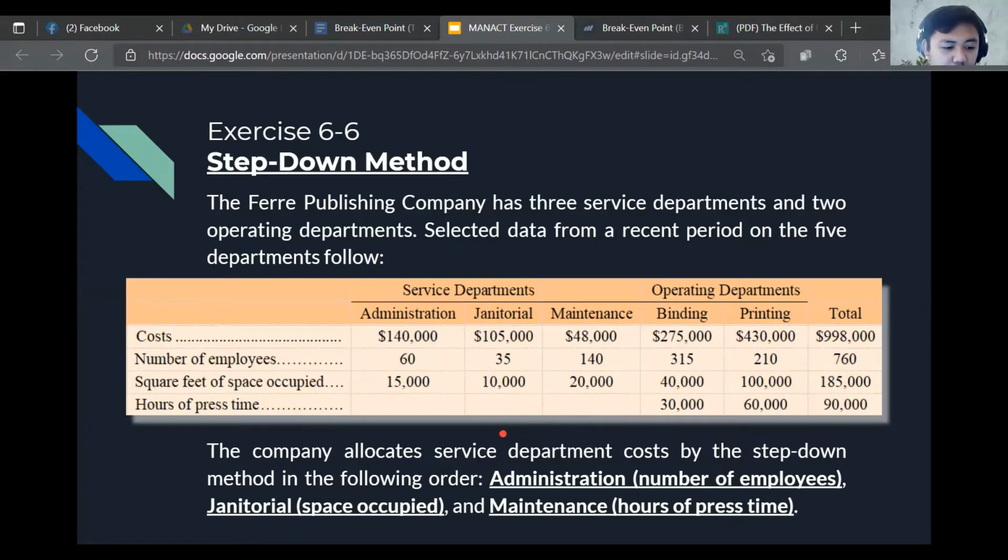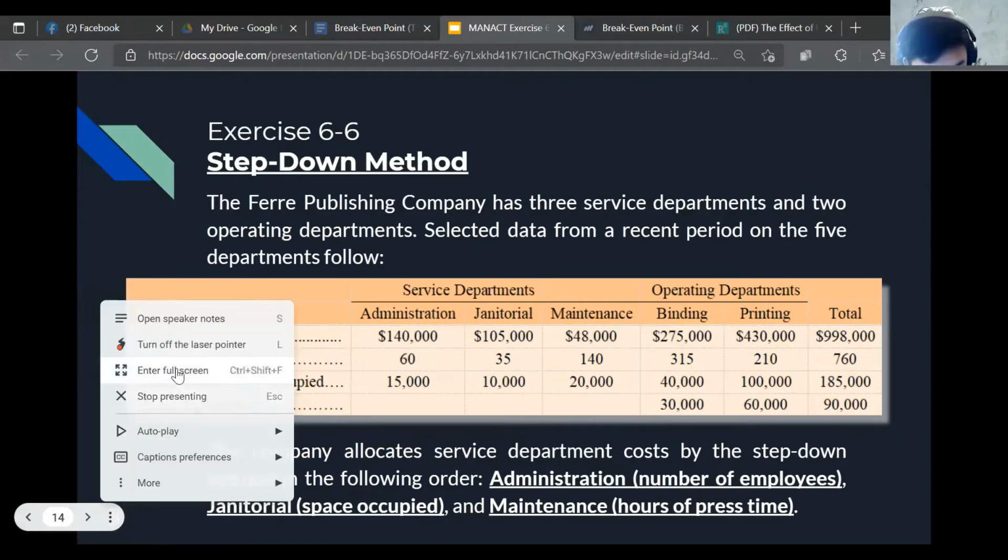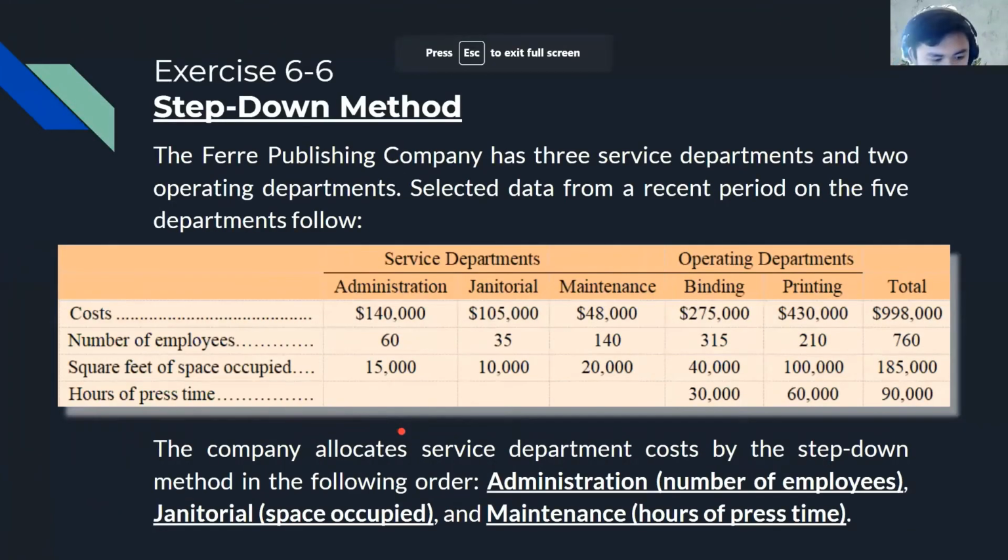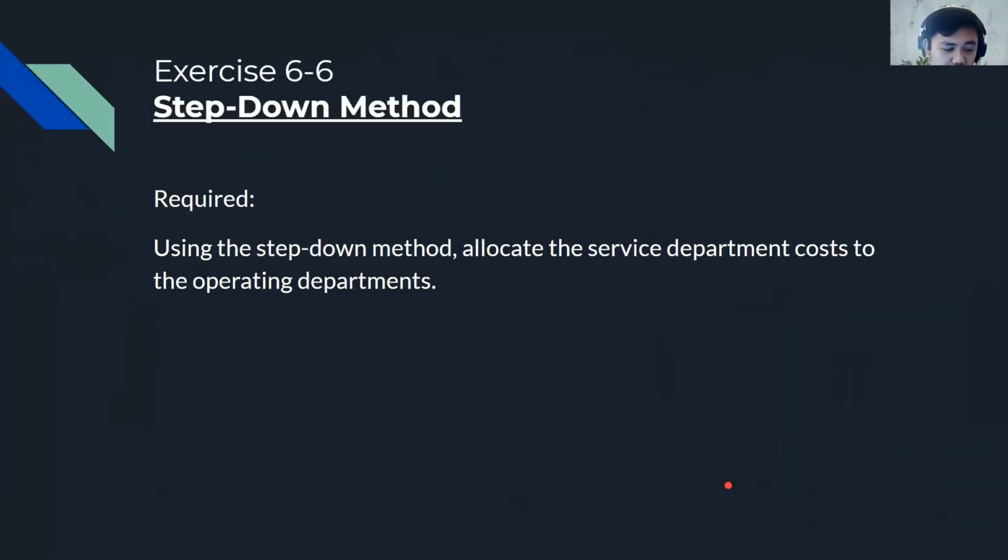So here, the company allocates service department cost by the step-down method in the following order. First, administration would be allocated based on the number of employees. Second, janitorial will be allocated based on the space occupied. And lastly, maintenance will be allocated based on the hours of press time. So what's the requirement for this? Using the step-down method, allocate the service department cost to the operating departments.